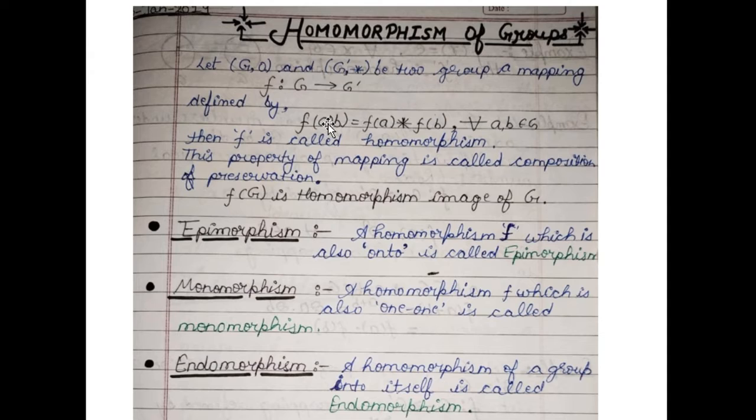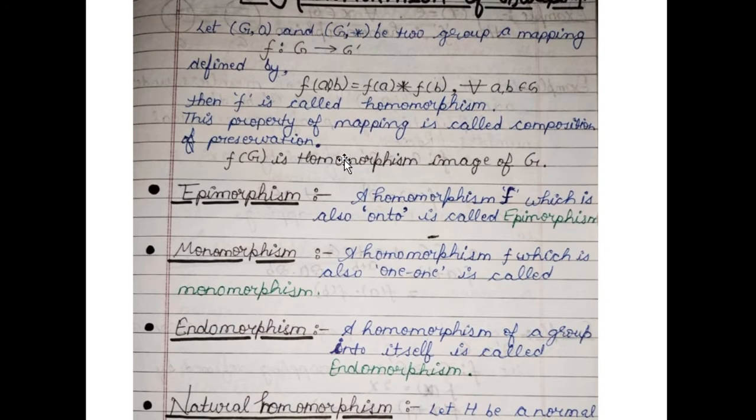Composition means, if we have two elements in the domain G, then their product, A operation B, will be under this mapping in G dash FA operation FB, operation of G dash. This type of property is called composition preservation. If a mapping F from G to another group G dash preserves this, then that mapping is called a homomorphism. And FG is called the homomorphic image of G.